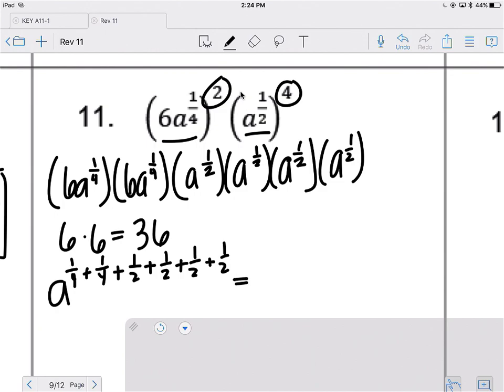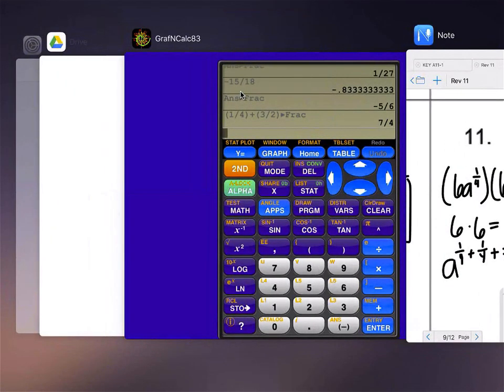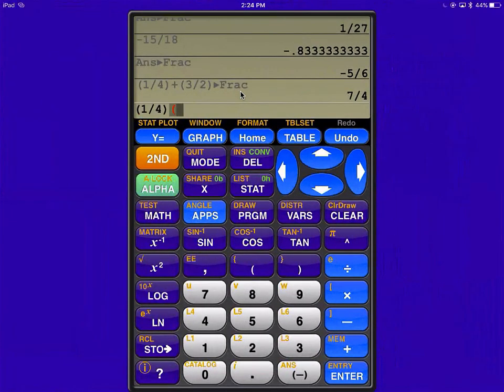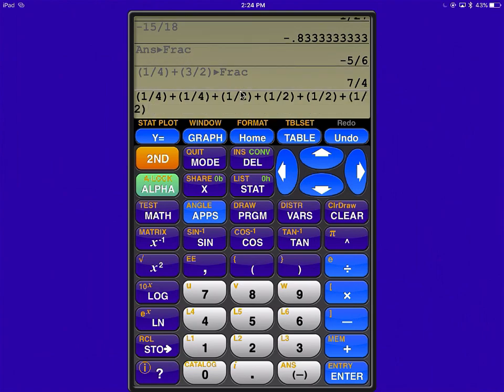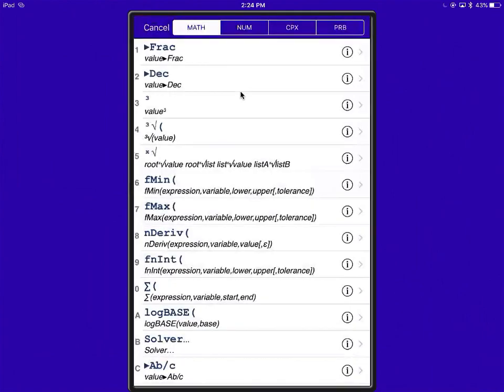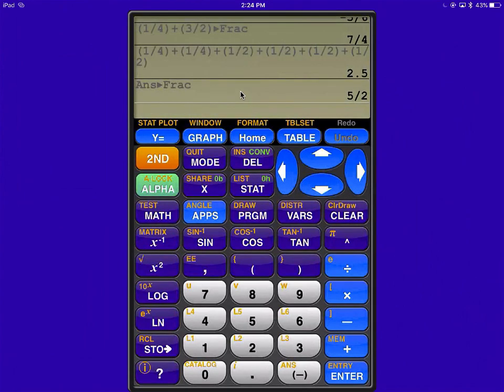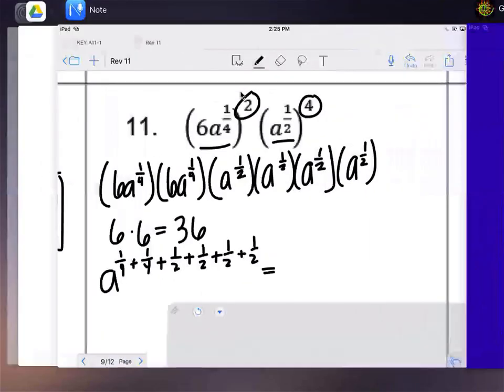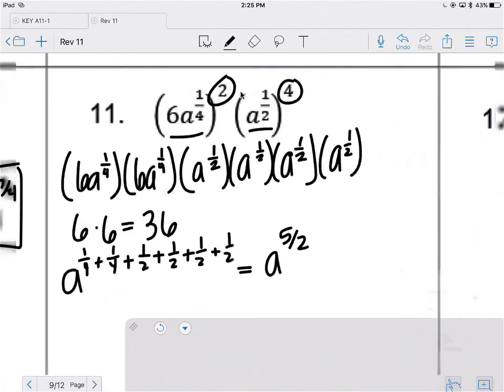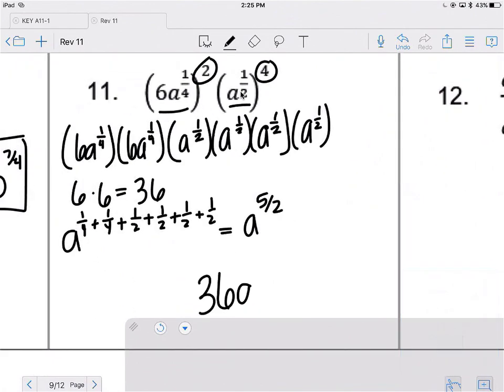So I add all these together. Math, inner, and I get 5/2. So this is A to the 5/2. So I have 36 A to the 5/2.